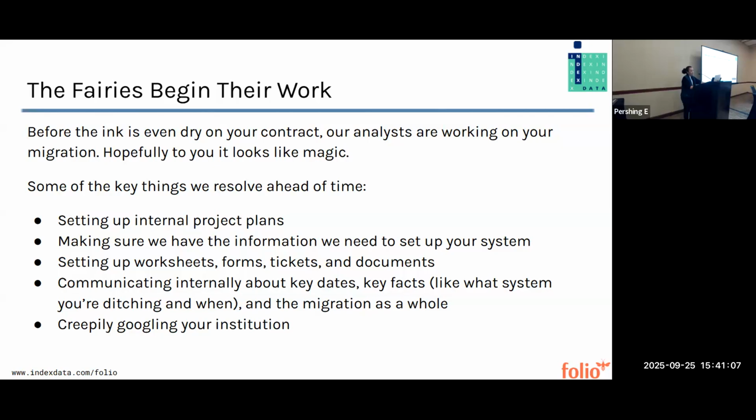We're going to be communicating internally about the dates that we need to know. So like things like your go live date, when we think we're going to do those dry runs, things like that. We're going to be making sure that we are all on the same page about really important key facts, like what system you are killing off, for example. And also just sort of about the migration as a whole and any problems that we anticipate happening ahead of time. We'll also probably be creepily Googling your institution so that we know things about, you know, the services that you might use and the people at your institution. We like to have a nice preview.